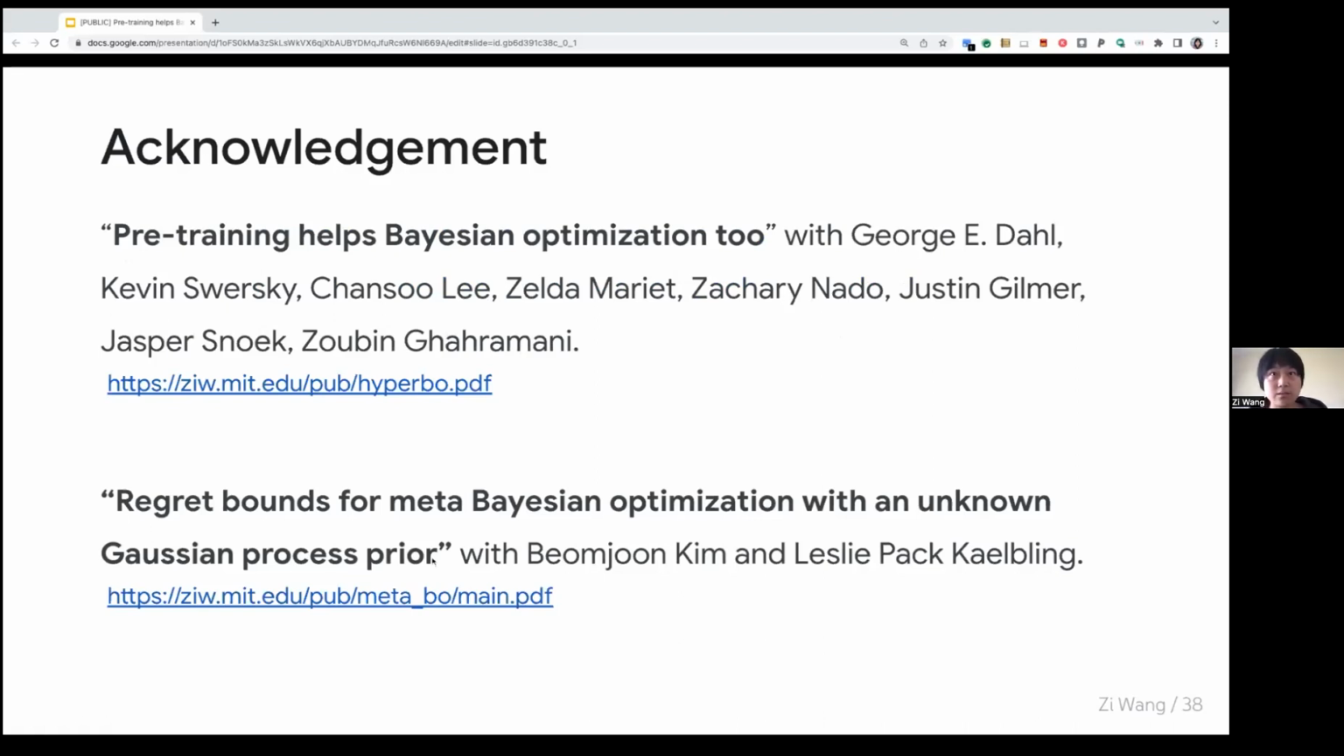And previously, this is a 2018 paper on regret bounds for meta Bayesian optimization with an unknown Gaussian process prior. This is my colleague Beomjoon Kim and my PhD advisor Leslie Kaelbling, and there we are looking at the regret bounds. It's a relatively dense paper, but I think we understood a lot after we looked at the regret bound.